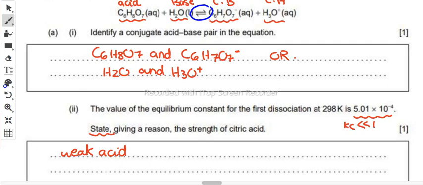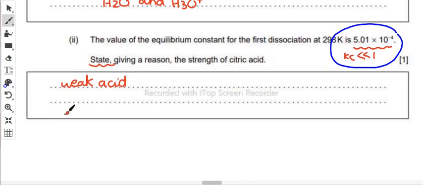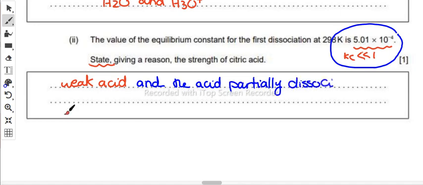The second thing is if I look at my Kc value. You're going to find that it's smaller than 1, so the equilibrium lies to the left and the reactants are more favored. So you will write down that it's a weak acid, and you can say for the reason the acid partially dissociates in water, and of course this is due to the equilibrium presented.